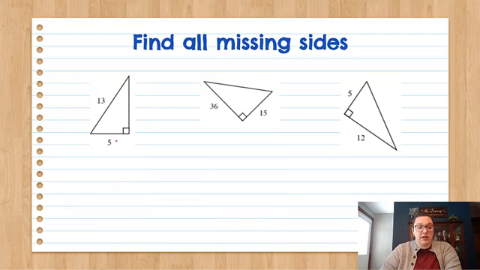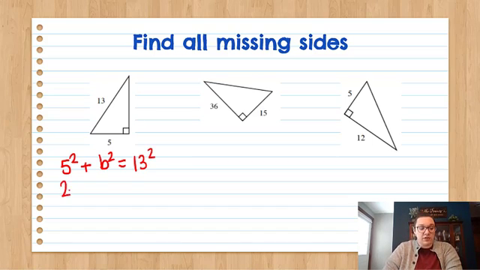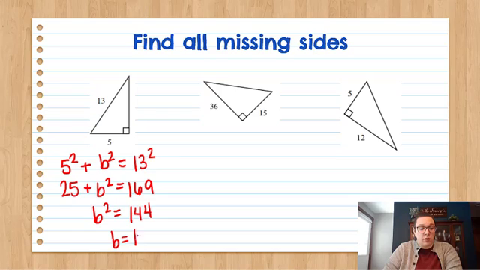Here's another set. Let's look at this triangle. It's got a 5, something, and a 13. So I'd have a squared is 5 squared. I don't know b, so b squared equals 13 squared minus 5 squared. 5 squared is 25. 13 squared is 169. We subtract 25 from both sides, I'll have 144. And if we square root, we'll get 12. Here we are, a 5, 12, 13 triangle.